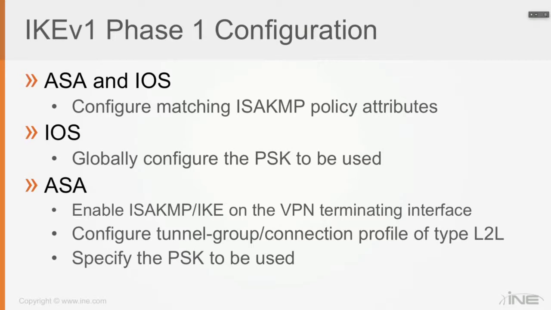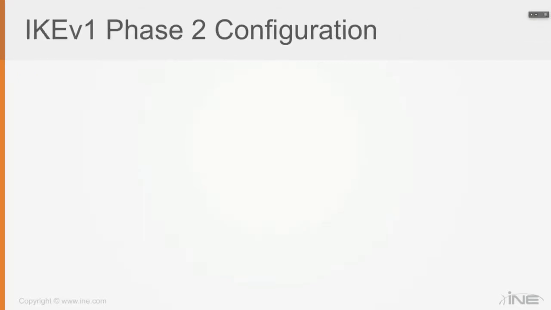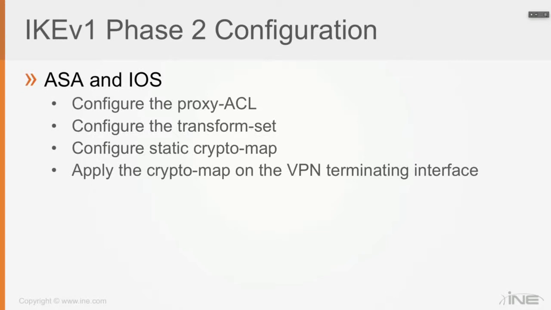So additionally, on ASA, we have to enable IKE on the VPN terminating interface, and we have to configure a tunnel group or connection profile of type LAN to LAN, and under that tunnel group we're going to configure the pre-shared key. Phase 2, on both ASA and IOS, you've got to configure the proxy ACL, the transform set, a static CryptoMap, and then apply the CryptoMap on the VPN terminating interface.